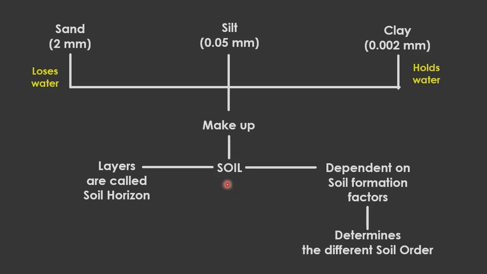And talking about soil, it has layers as you dig the ground, and you will see that these layers are in different levels or strata, and we call this the soil horizon. Soil is also dependent on soil formation factors, because these factors will determine the different soil orders. So basically, our soils are classified into soil orders, which we will also be discussing later on.